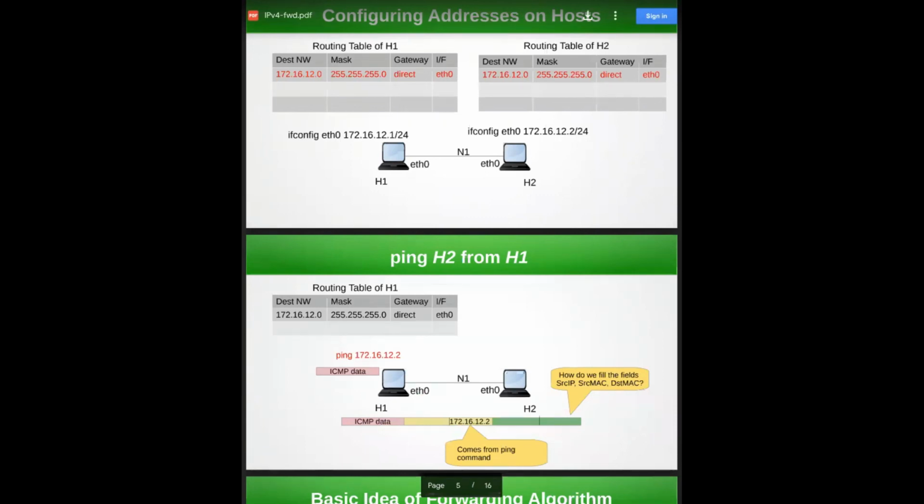Okay. Now, we have 172.16.12.2, which is coming from the ping command. Is this picture visible quite okay, or is it too small a font? No, ma'am, it's visible. It's visible, ma'am.